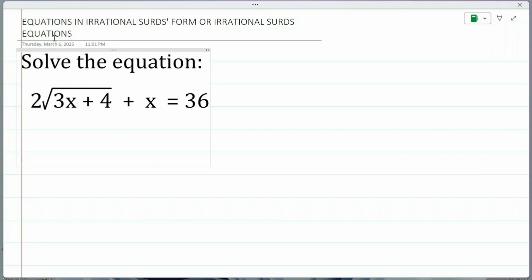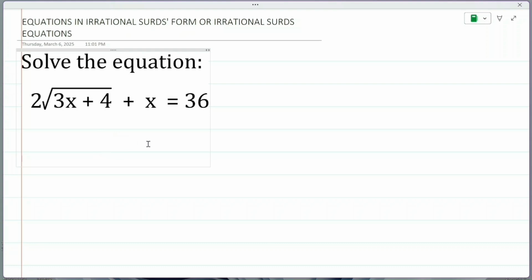Example 4 on equations in irrational surds form. We have solved the equation 2 times square root of 3x plus 4, that's 3x plus 4 under square root, plus x, which is outside, equals 36. This question is quite different from the previous ones, and you have to be careful approaching this question.